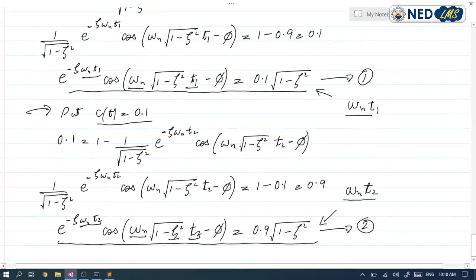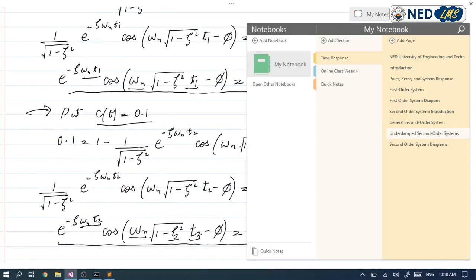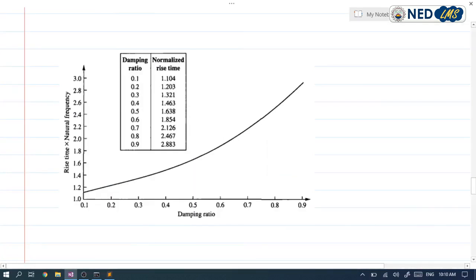So we can see the values here. When we put the value of damping ratio equal to 0.1, we will get the values of omega n t1 and omega n t2. So when we subtract those values, we will get this normalized rise time. So this is basically omega n t.